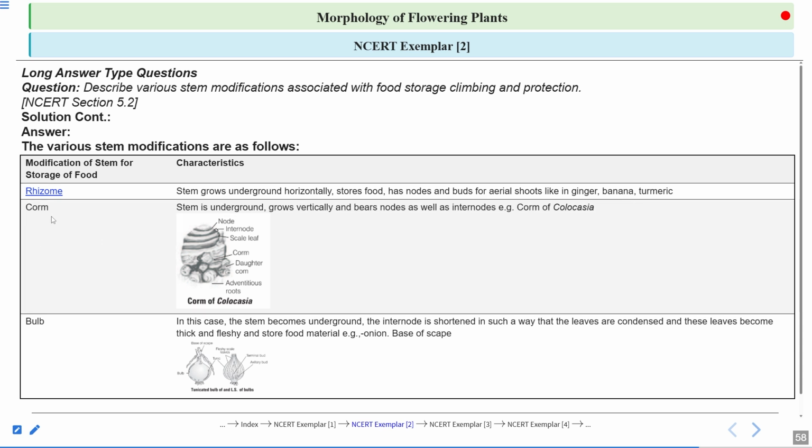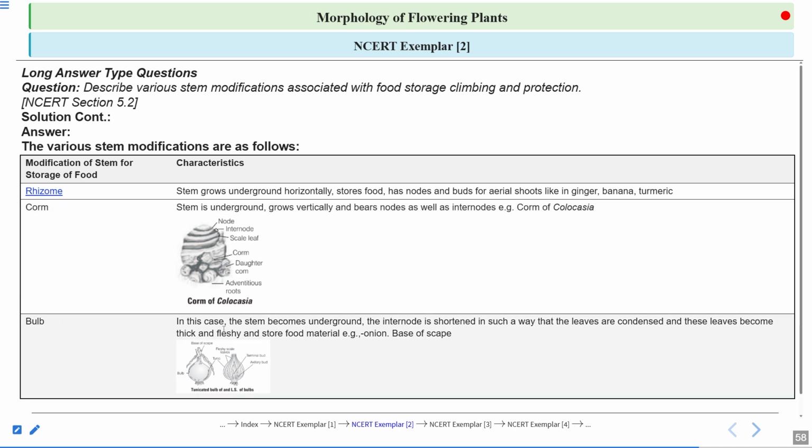Another example, corm. You can see this colocasia. Stem is underground, grows vertically, and bears nodes as well as internodes. You can see the brown strip that is showing the node, right? In between the two brown strips, there is an internode. And from the nodal region, they give rise to branching. Some daughter corm comes out from that. And you can detach it, place it in another soil part, and that will give you a new plant, right? So this is the corm, the corm of colocasia.